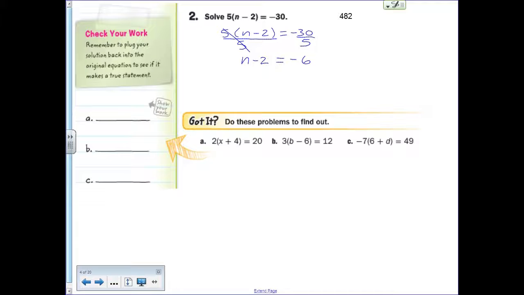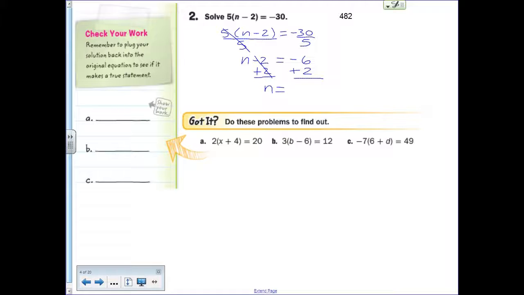Remember, different signs equals a negative answer. Now I see n - 2 = -6. The opposite of subtracting 2 is adding 2. So we're going to do that to both sides. Negative 2 and positive 2 cross out, leaving me with just n.